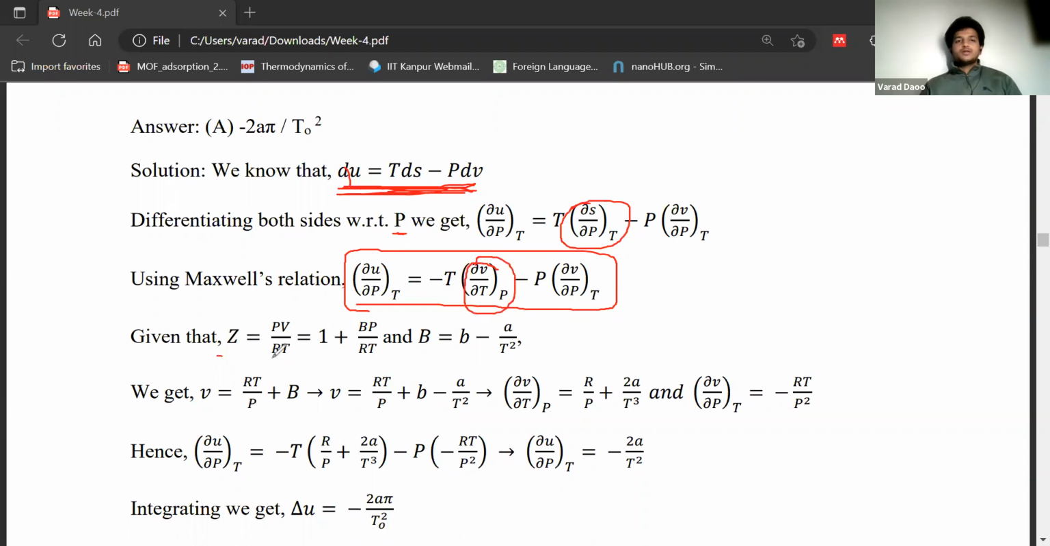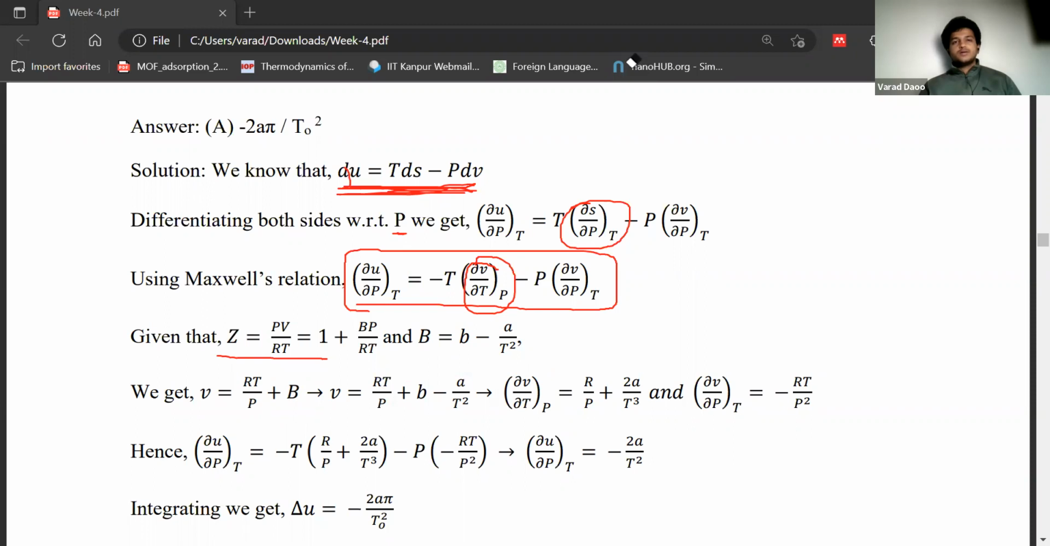Then we are already given that Z is equal to this. Z is equal to PV by RT, which is nothing but 1 plus BP by RT. So this expression has been given to us, where B is this. We just substitute it, rearrange it, and what we get is V equals RT by P plus B, and then we put the value of B in here, which is nothing but this, and then we do the simplification. What we get is this.